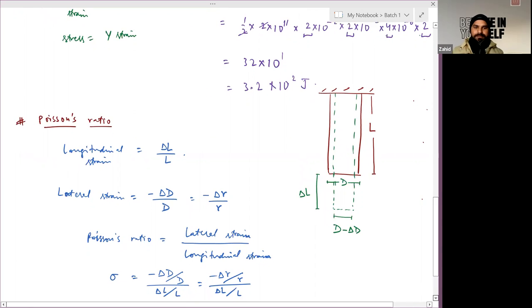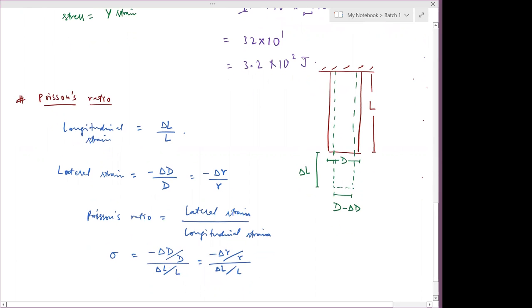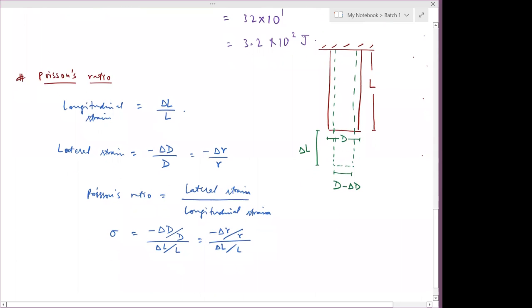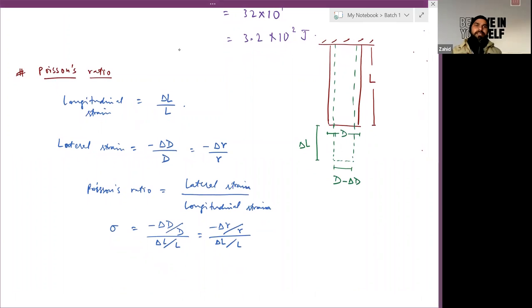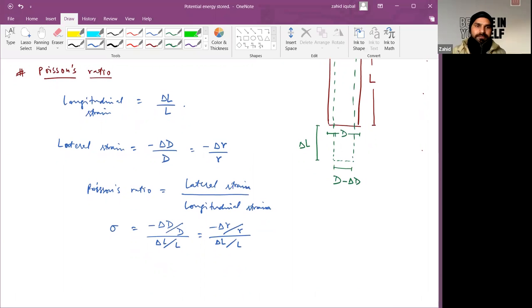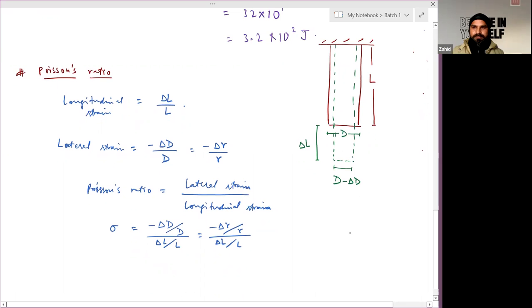Hamza, is it clear? Yes, sir. Will there be any unit of this particular ratio, or will it be unitless? Hiba will answer. Hiba, tell me.